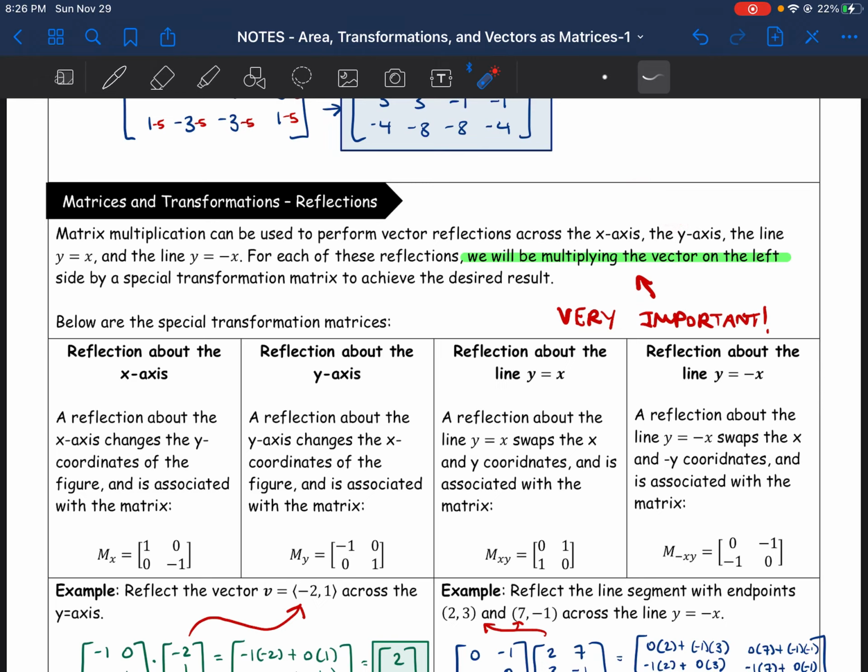Now, here's one of the most important parts though. For each of these reflections, we're going to be multiplying the vector on the left side by a special transformation matrix to achieve the desired result. So we're going to be talking about transformation matrices that are going to help us reach desired results. But the most important part is that these transformation matrices have to be multiplied on the left side. Okay? Now, here are these special transformation matrices.